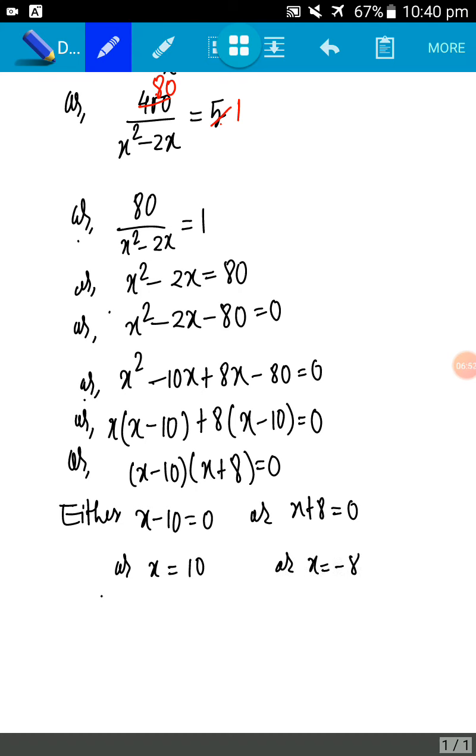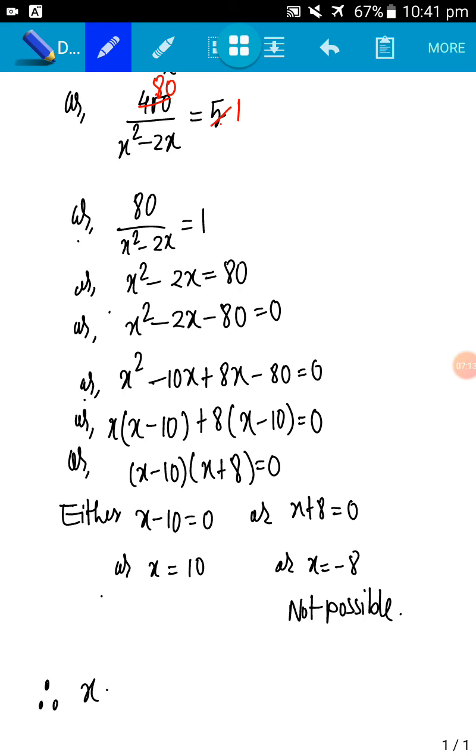So x equals 10, or from here we get x equals minus 8. Actually minus 8 is not possible, so we write here not possible, because we have taken x as the time, and time can't be negative. Therefore x equals 10.